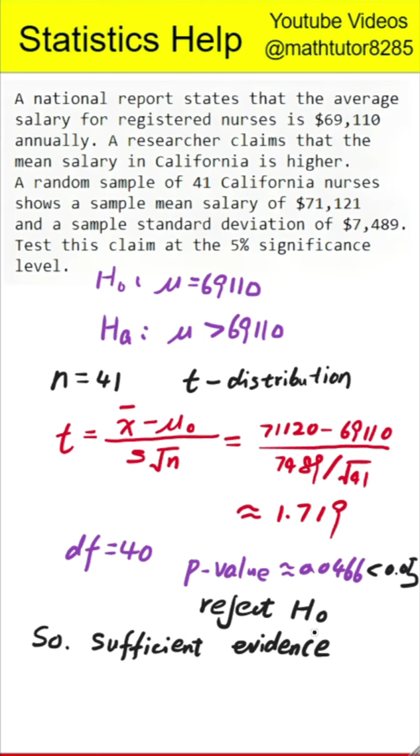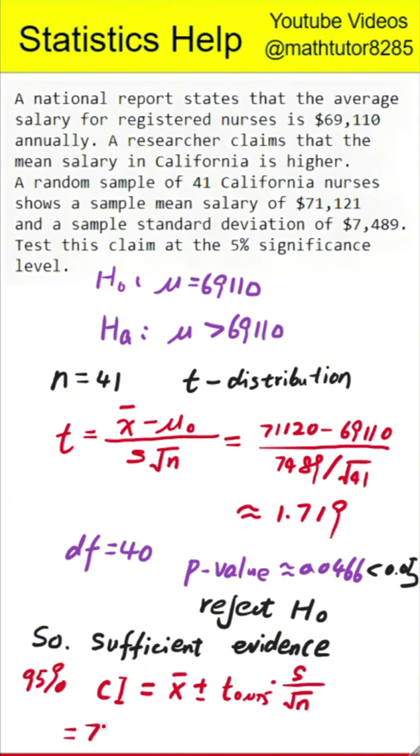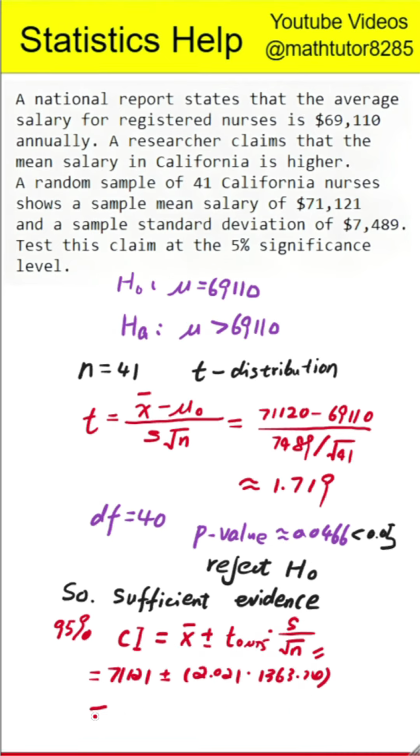Next step is constructing a confidence interval. We can also calculate a 95% confidence interval to estimate the range of the true average salary. We take the sample mean, plus or minus the critical t-value times the standard error. That gives us an interval from approximately $68,757 to $73,485. If you don't know the population standard deviation, always use a t-test.